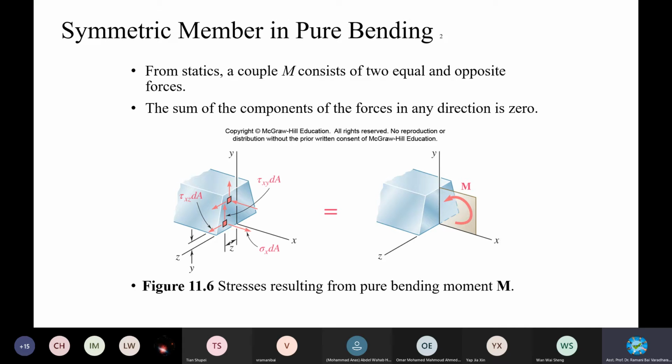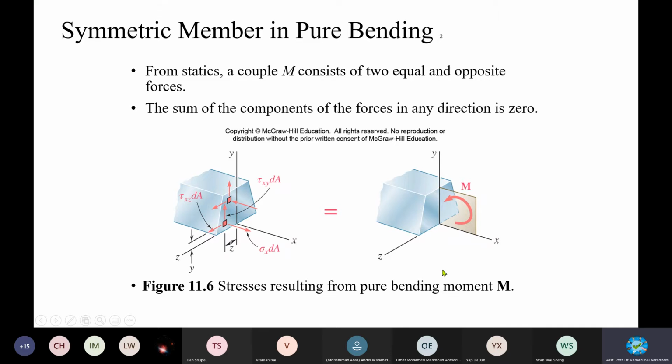Let me complete some more slides. Symmetric member in pure bending. How to analyze a symmetric member? This is showing the cross section. We are at the cross section because the load is acting on top. How the internal member behaves, where is the compression, where is the tension, we can find out by analyzing a cross section like this. Normally we will take a small elemental area, because to know the distribution, we start from a small elemental area and analyze in three different directions.